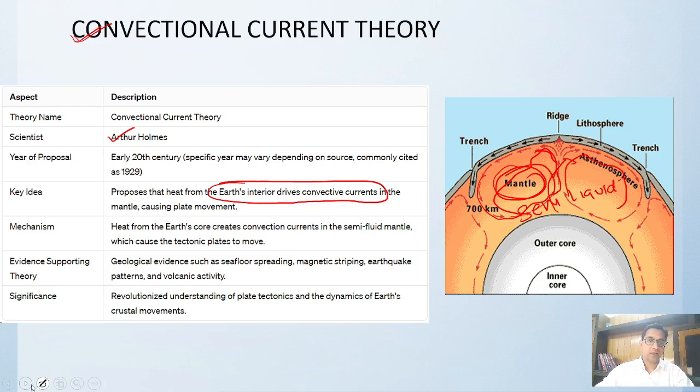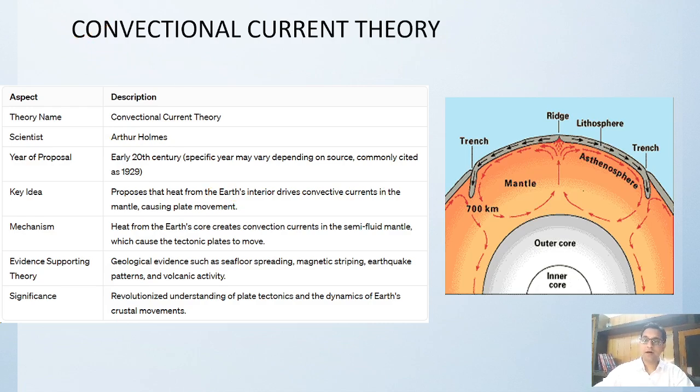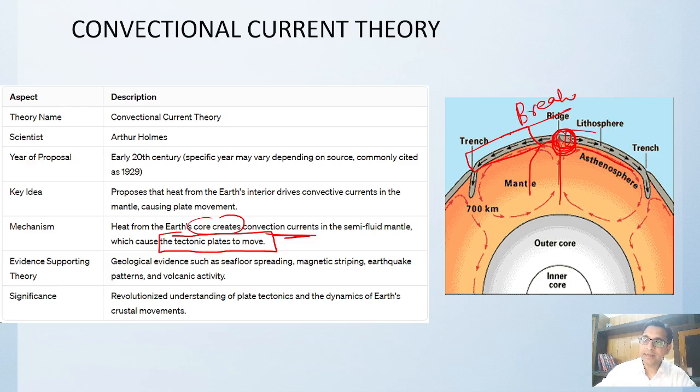This is the hot and molten magma which rises and falls down, and here it creates a ridge break. It creates a break over there. So heat from the earth's core creates convectional currents, and it helps in tectonic plate movement. You can see these are the tectonic plates, the gray-colored ones. Because of this convectional current, these tectonic plates move in opposite directions.